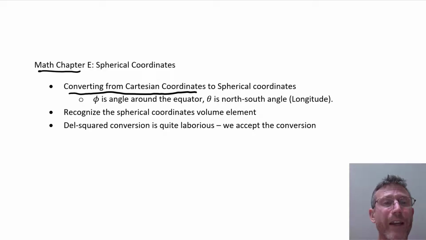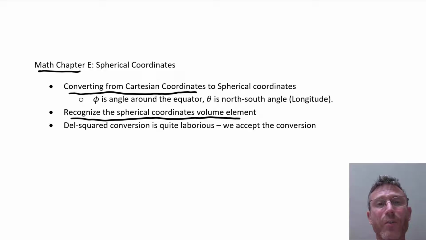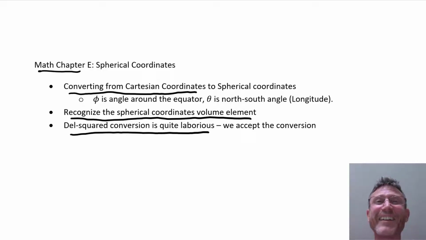We also need to recognize here the spherical coordinates volume element. And I'm just putting a nod to something that comes up later in the course, how we need to work with del squared in the spherical coordinates. It's a really complicated expression, but we need to do it because it makes the Schrodinger equation easier to work with. It's a laborious conversion, and at this point I'm just saying we accept that conversion. So that's Math Chapter E.